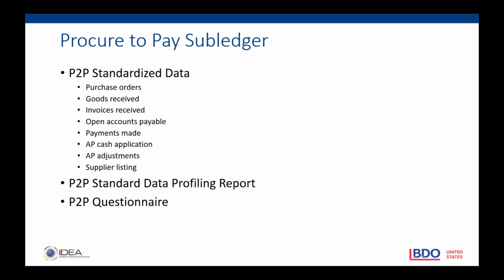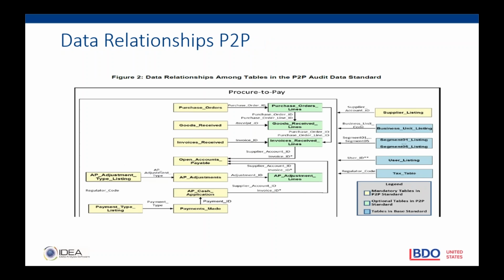On the flip side of the order to cash, on procure to pay, we go all the way from purchase order through goods received all the way to the ultimate resolution of the payment or the write-off or adjustment, if you will. And again, there's a profiling report and questionnaire at the end. This is what the table looks like when you go through that.